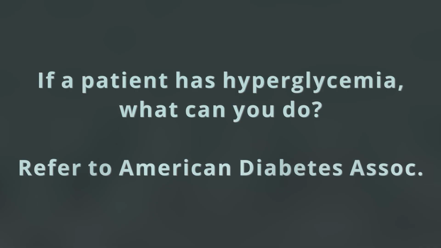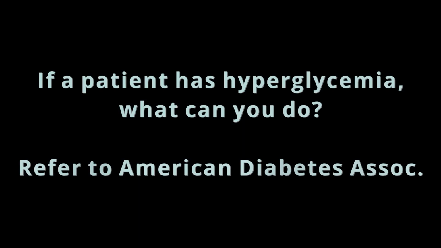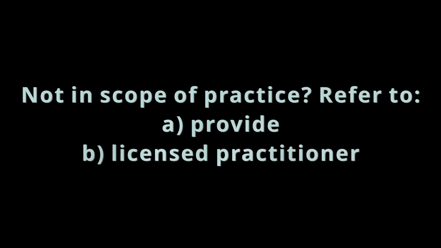So for example, one of the questions might be, if a patient has hyperglycemia, what can you do? Well, what you can do is refer them to the American Diabetes Association so that they can gain more information and have a support group of other people that might be going through the same thing. So basically, just remember that if it isn't in your scope of practice, you need to reference a provider or licensed practitioner. Now, what can you do? What is in your scope of practice?